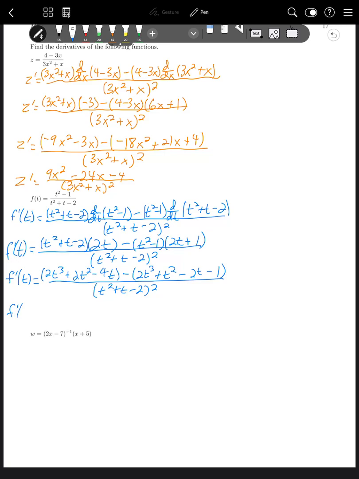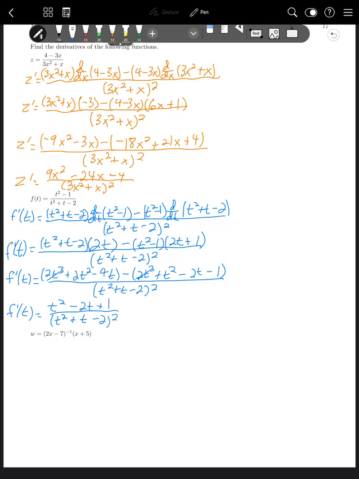And then combine like terms by subtracting those two polynomials on top. So 2t cubed minus 2t cubed is 0. 2t squared plus 2t squared, minus t squared is t squared. Negative 4t minus negative 2t is negative 2t. And minus 1 becomes plus 1. All over t squared plus t minus 2 squared.